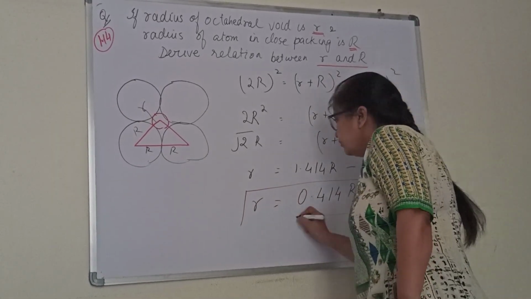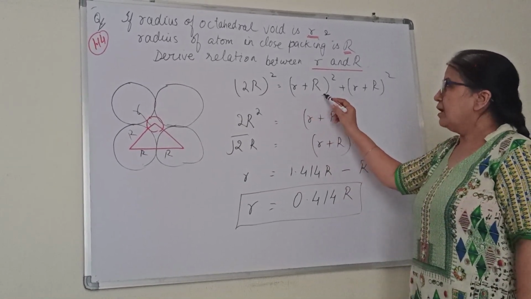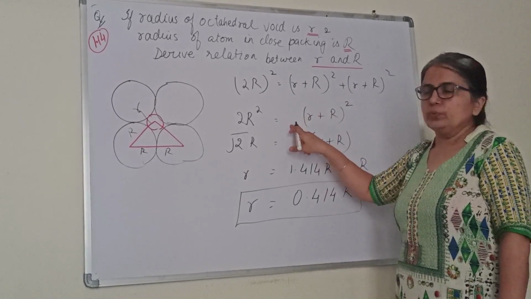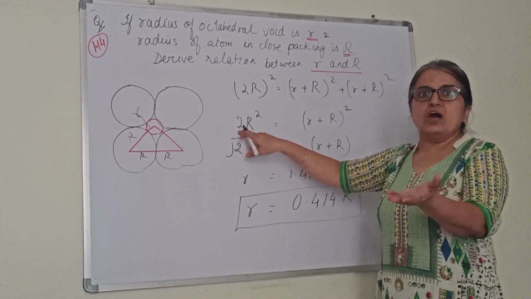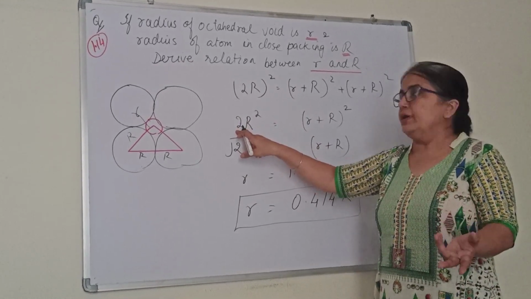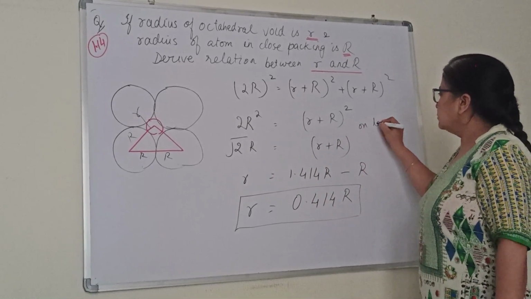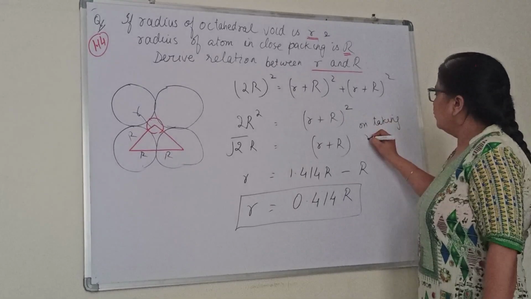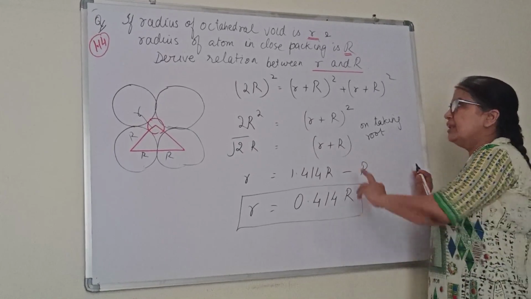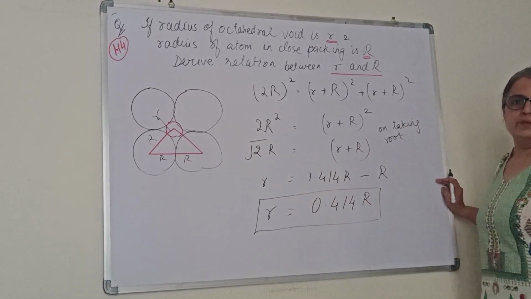You get this relation. Just see what I did. (2R) whole square is equal to (R plus r) whole square plus (R plus r) whole square, which you can combine. First I wrote this as 2, and this I opened and wrote it as 4R square. Then there itself I have cancelled it. So with this 2, that 4 goes and you are having only 2R square. Then on taking the root of it, what will I get? Root 2 (R plus r) only left over, that square has gone. Now I have simplified it and I got this answer. Please note down this.